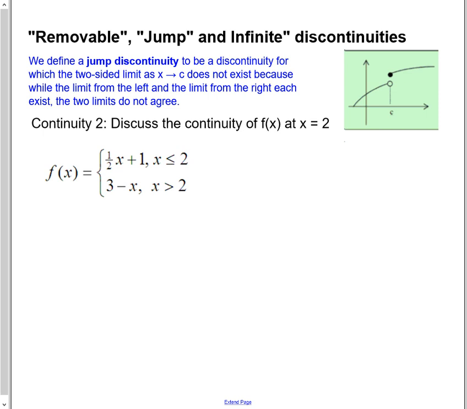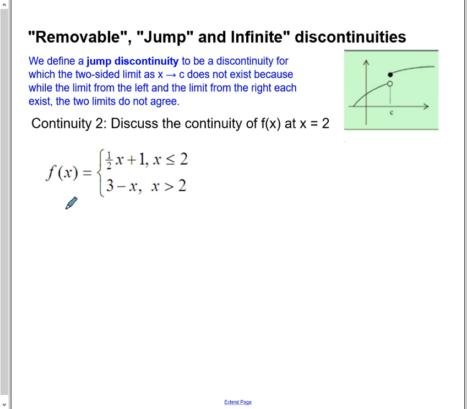We define a function to have a jump discontinuity to be the kind of discontinuity that happens when you have a two-sided limit that does not exist, because while the function may be defined at a certain point, the value from the left and the value from the right in the limit does not agree. Here's an example of that.